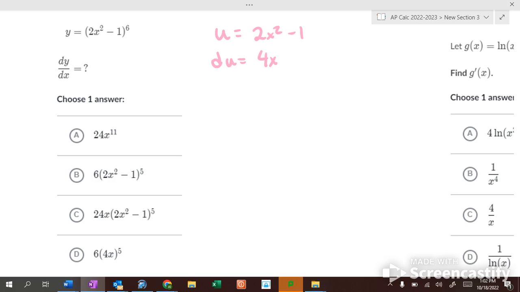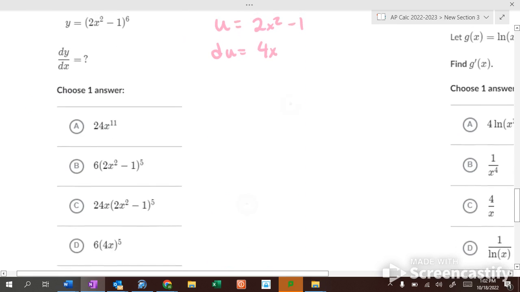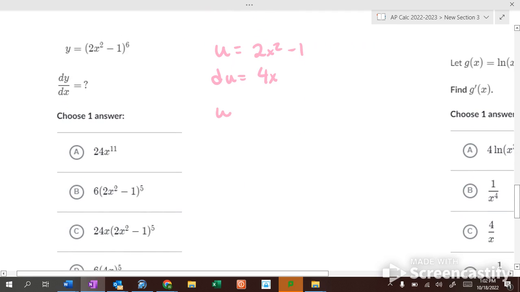And then what's your outer function? Well, that is basically w. So we'll use the w. It's w to the 6th power is your outer function. So w equals u to the 6th power, right? Because if u is that, it's u to the 6th. So what's the first derivative of w?